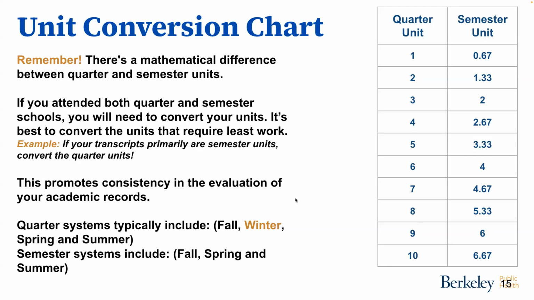And we will have this chart, so we will be able to double check. The nice thing about the advanced GPA is that it is seen by multiple teammates. So if there's any discrepancies, if we're unable to fix it, we will reach out to you and let you know exactly what you need to do to ensure that you submit the correct calculation. We're always here to support you. And this, again, just supports consistency in the evaluation of your academic records. The quarter system typically includes fall, winter, spring, and summer. The semester systems include fall, spring, and summer. So it doesn't include winter.